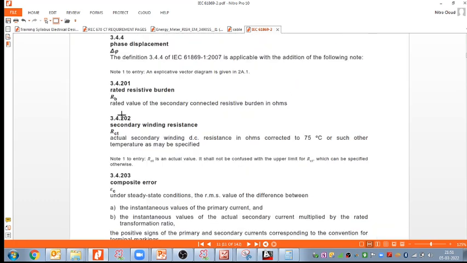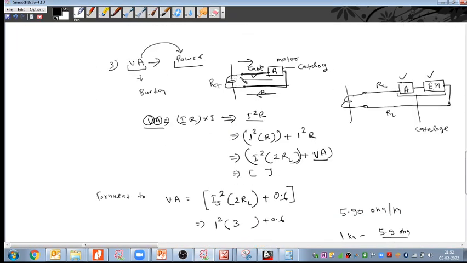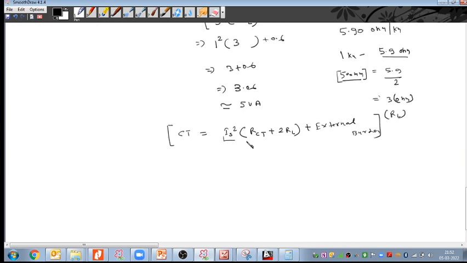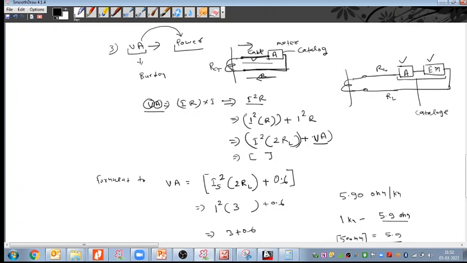Yeah, so if we take this definition, rated value of the secondary connected resistive burden in ohm, we are doing the calculations for the rated output of the CT, or how much burden externally we are going to connect. So in my understanding, when I do the calculations, I do not consider this RCT value, because I am taking how much external burden is required by the CT. This RCT is not the external burden, this RCT is the self burden of this CT.